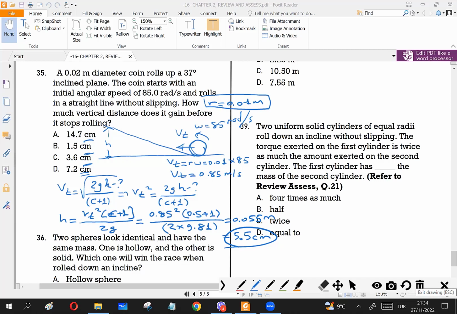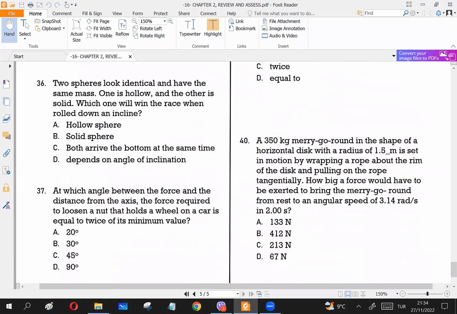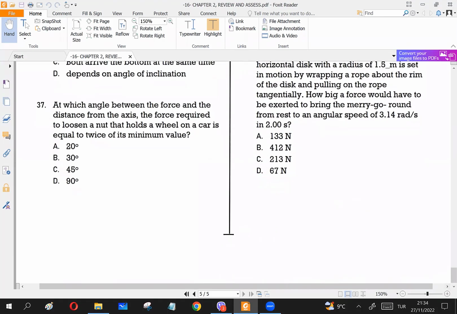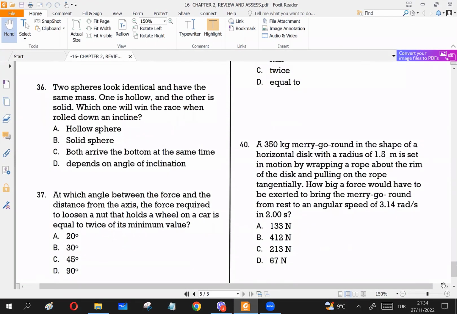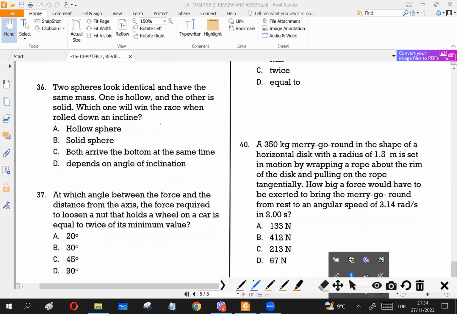So, question number 36. Let's continue with 36. Two objects look identical and have the same mass. One of them is hollow, the other one is solid. Which one will win the race when rolled down the incline? Again, we will use the same Heck equation we studied, because at the bottom of the incline, the one that has greater Vt will win, of course, greater speed, faster. Vt is root of 2gh divided by c plus 1. They are released from the same height.